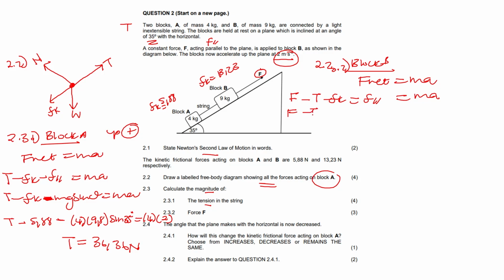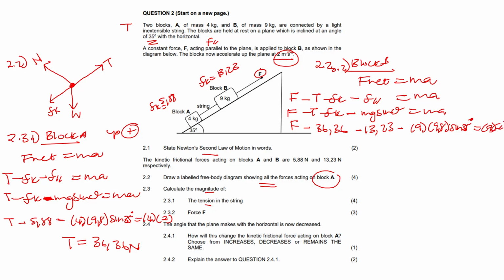So I'm just going to write it out one more time just to show you. I don't know why I keep making an equal sign. That's so silly of me. It's a minus. All right. And it's going to be mg sine theta. So F is going to be unknown. We have just calculated the tension in the string to be 36,36. They've given us the friction acting on block B, which is 13,23. Our mass of block B is 9. Gravitational force is 9.8. That's going to be sine 35 degrees again. And the mass is 9 and the acceleration here is going to be -2. Why? Because we took up as positive.